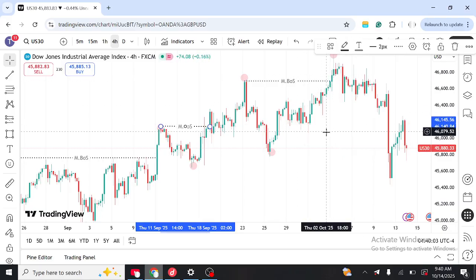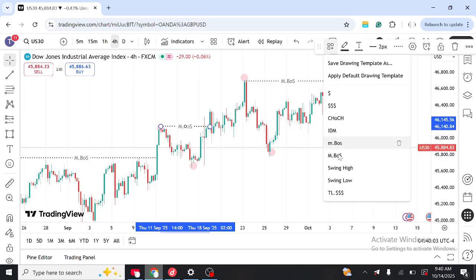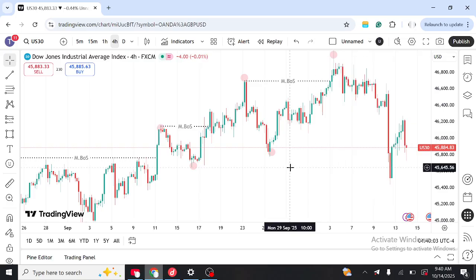So as you can see on my list here, we have M, break of structure, and capital M, break of structure. So we have the minor break of structure and the major break of structure, and each has the function that they perform. In part 2, which is the next video I'm going to be making, I'll be explaining that. The more you understand about the market, the better your decisions are going to be.